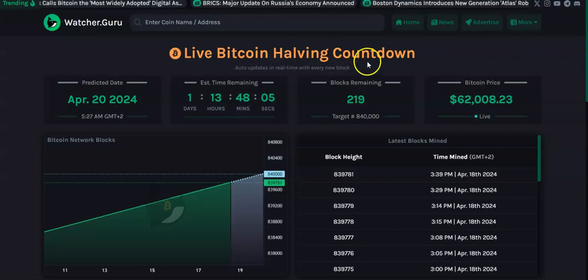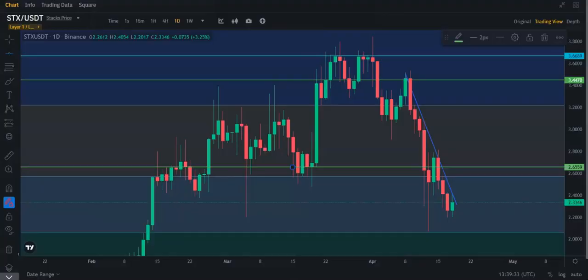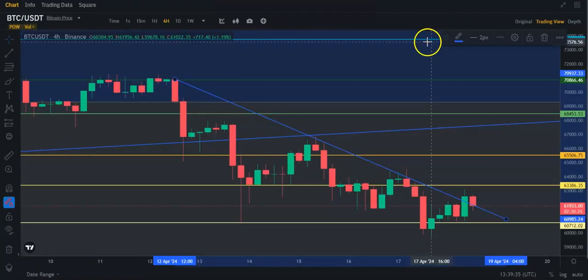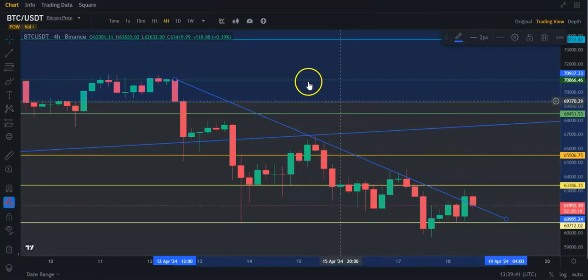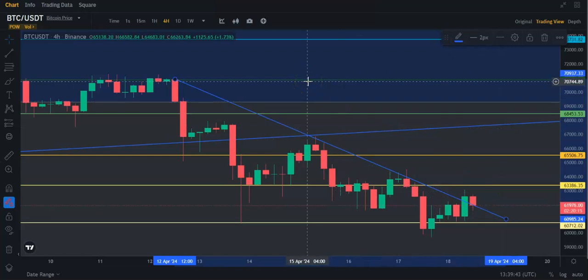But anyways, guys, that's what Stacks looks like. And Bitcoin at the moment. Now, Bitcoin is dumping a little bit at the moment, but we'll see, guys. I think it'll get a bounce here, but hopefully nothing has happened while I'm making this video.